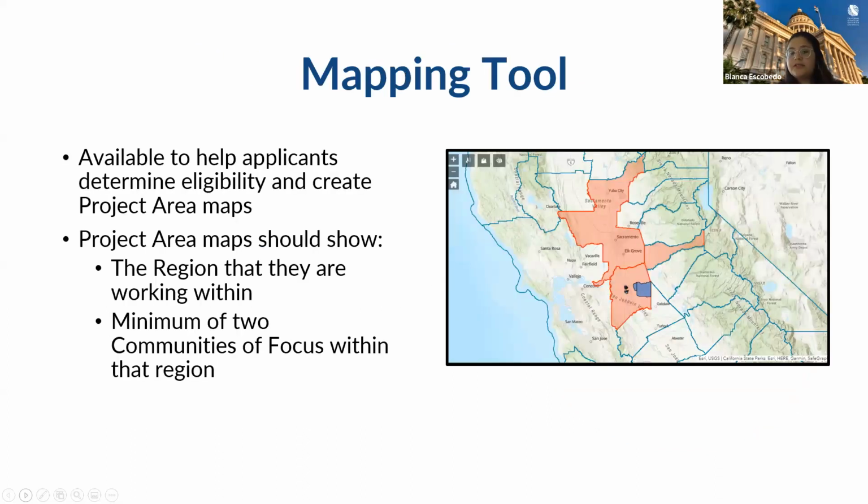So new to this round is the availability of an RCC mapping tool. This online tool will make it easier for applicants to identify and illustrate their proposed region and communities of focus by having a one-stop shop where they can determine their eligibility, create their map, and take a screenshot to upload on Submittable. The tool will have layers for applicants to choose from to determine their region. However, none of them are required. Applicants can draw their regions as they wish.